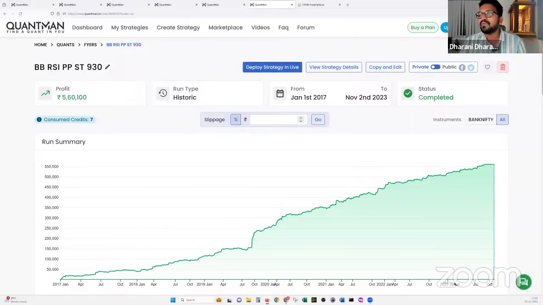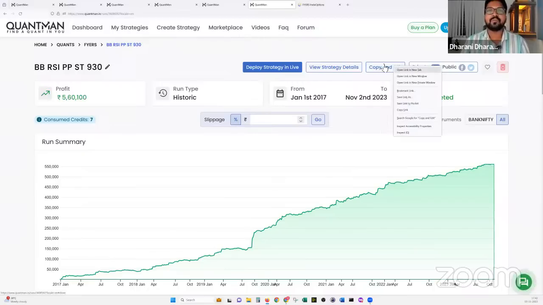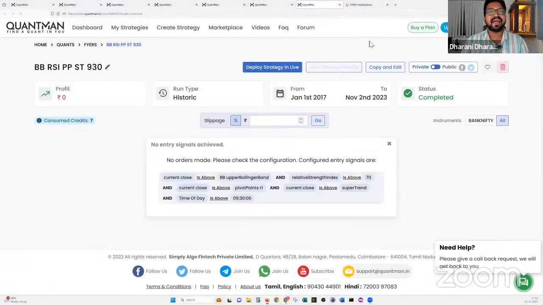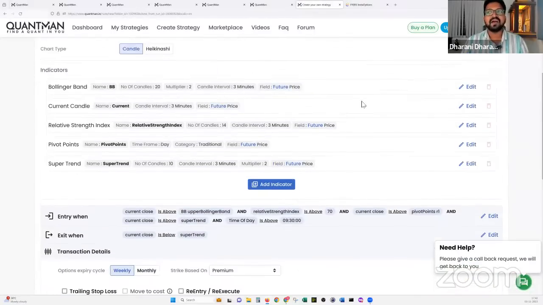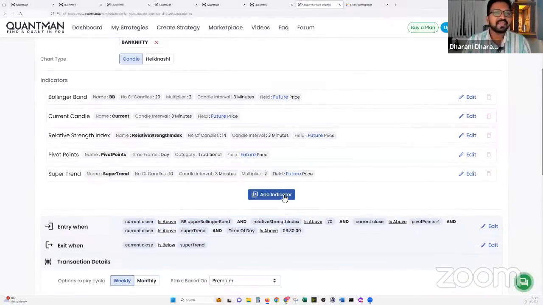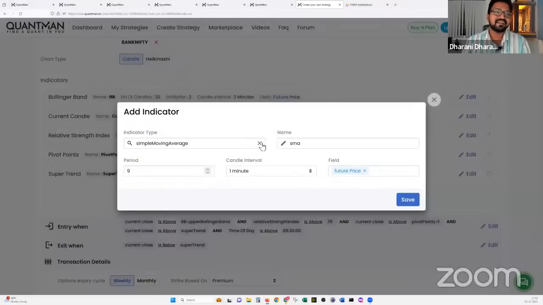CCI is above 50. Okay, yeah, volume based, good. Volume will be good because I haven't shown you volume, right? I just copy and edit, and then I add an indicator. Okay, so now we need a volume indicator. How can we add a volume indicator? It's very simple. Add an indicator and just select current candle.